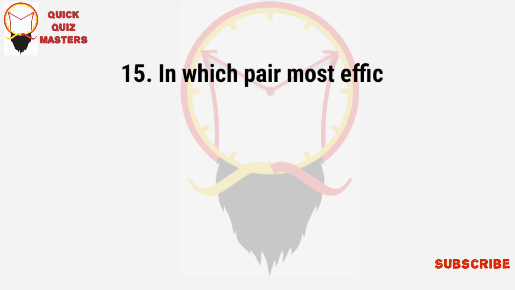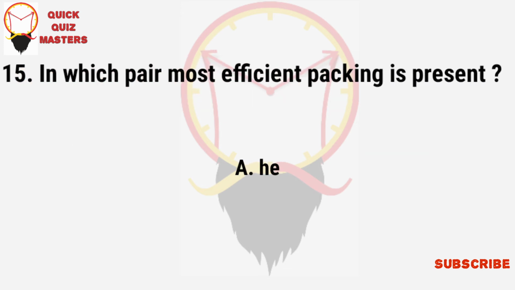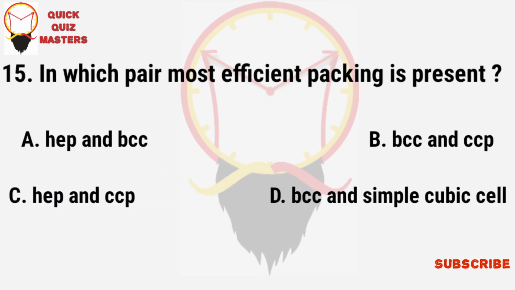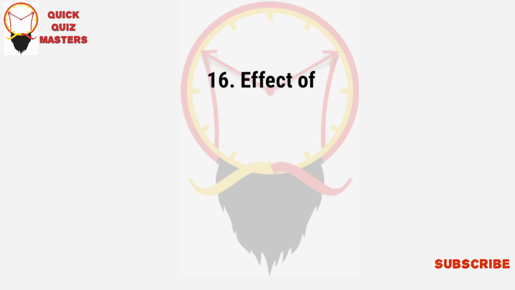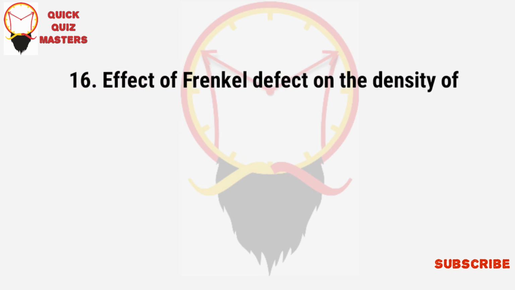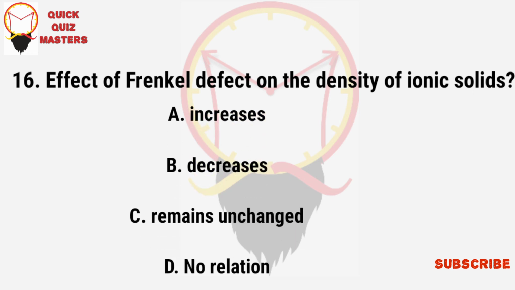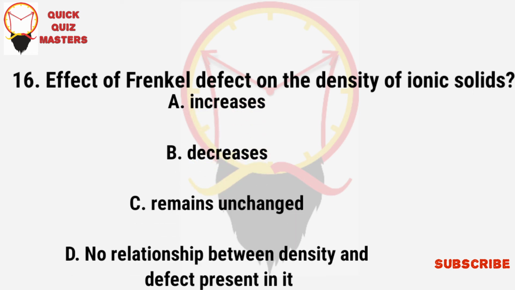In which pair most efficient packing is present? HCP and BCC, BCC and CCP, HCP and CCP, BCC and simple cubic cell. Effect of Frenkel defect on the density of ionic solids: increases, decreases, remains unchanged, no relationship between density and defect present in it.